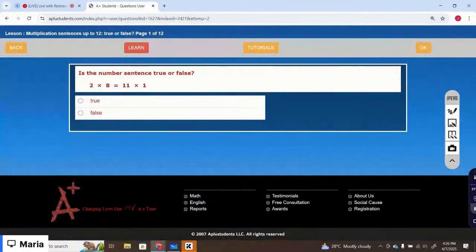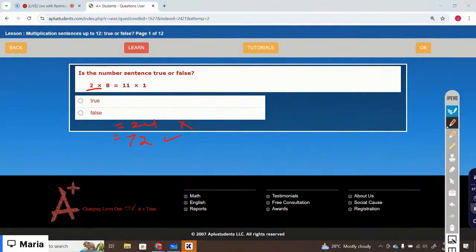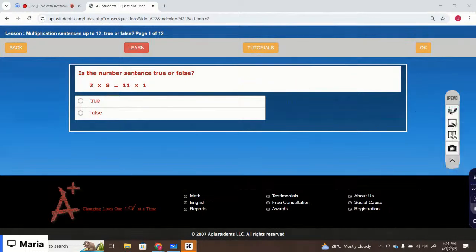Is the number sentence true or false? 2 times 8 equals 11 times 1. 2 times 8 is 16. 11 times 1 is 11, so they are not equal. False it is. Option number 2 is the correct option.